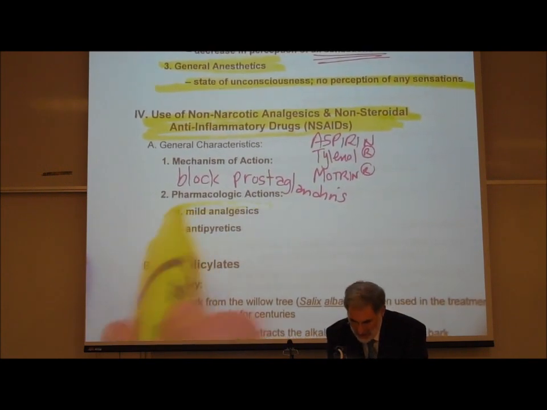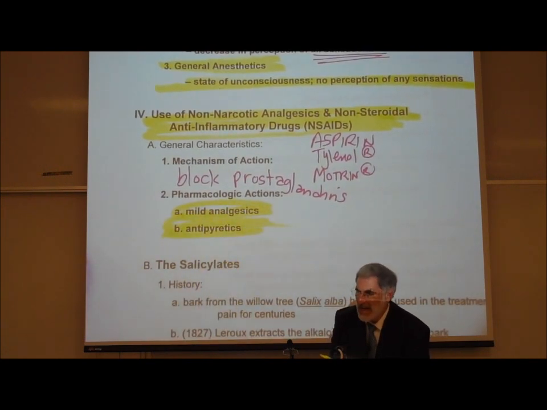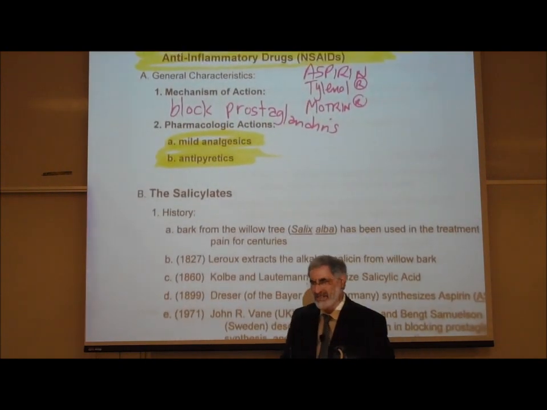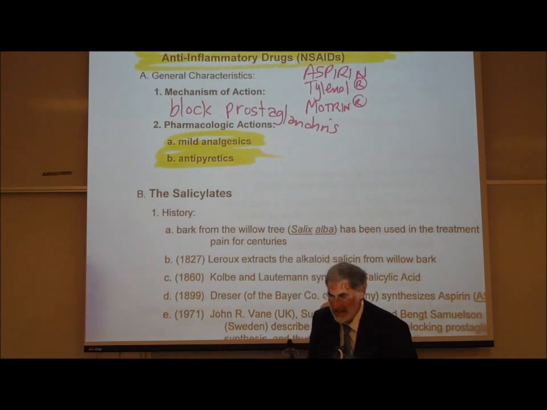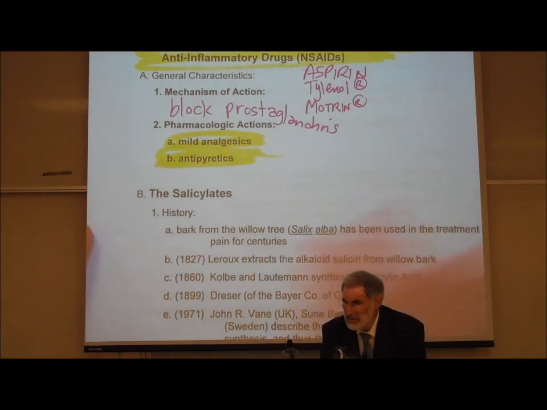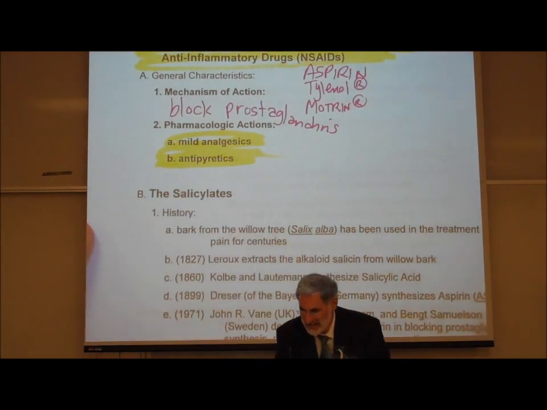They are used in terms of pain as mild analgesics. So aspirin and Tylenol are good for alleviating mild pain, but not severe pain. And they also reduce fever. They're antipyretics.